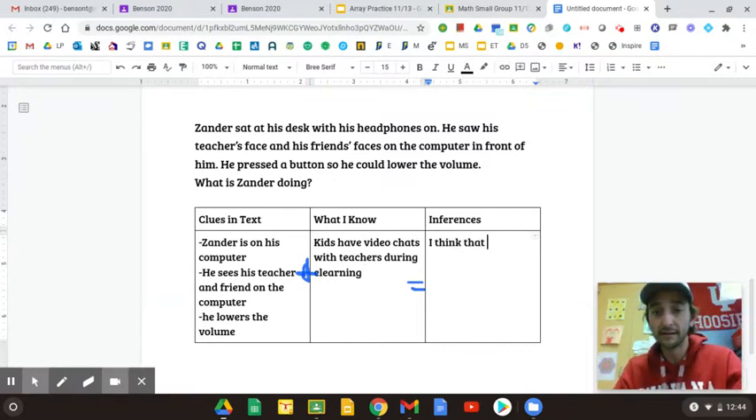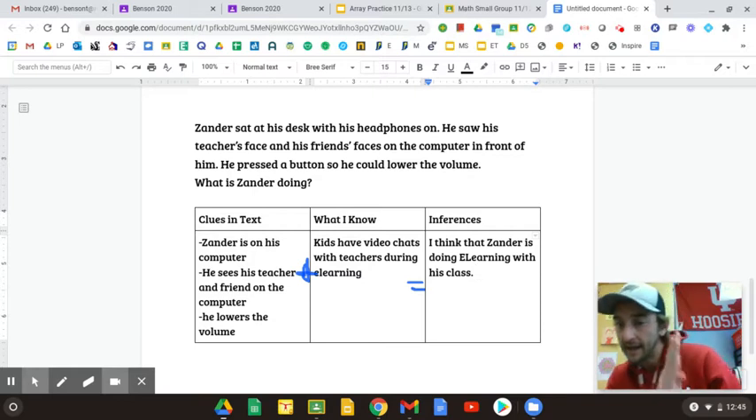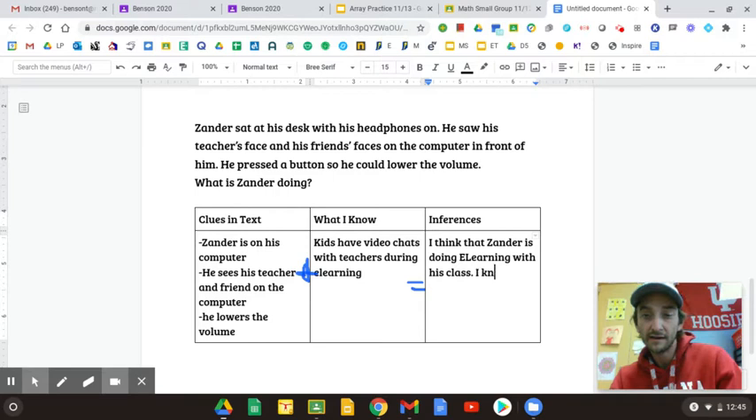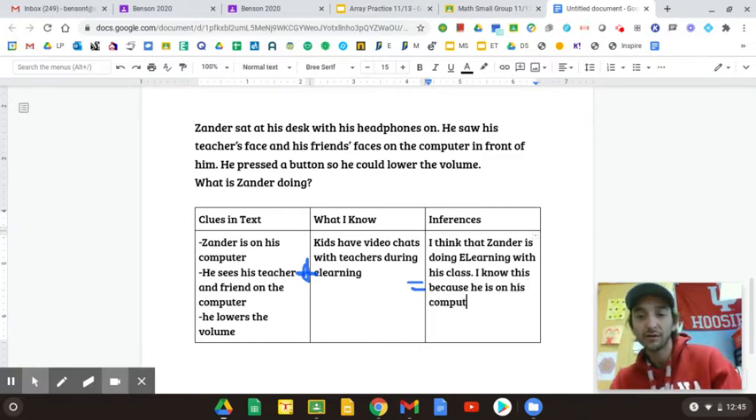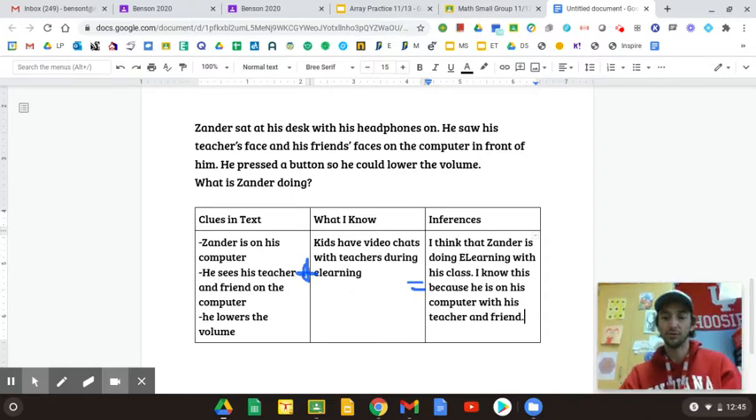I think that Xander is doing e-learning with his class. So there's your restate. I think that Xander is doing e-learning with his class. I know this because, why do we know this? Because he is on his computer with his teacher and friend. Boom. Okay, so that's your two sentences that I'm looking for here.